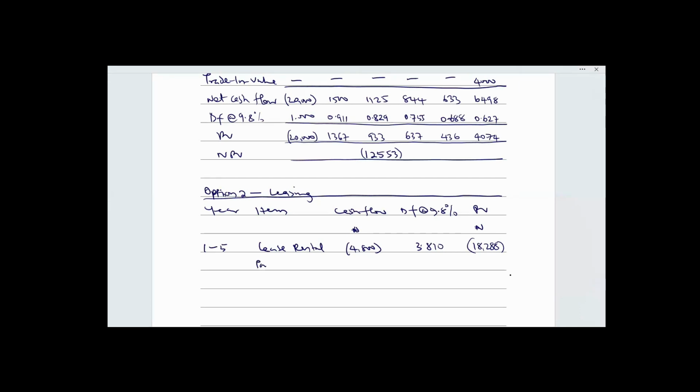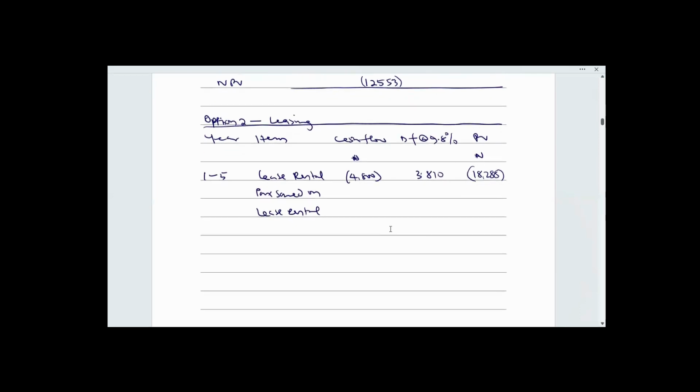Then I need to calculate the tax saved on the lease rental. So you are going to multiply the company tax rate by the lease rental. So 30% of 4,800. So tax saved is 1,440.